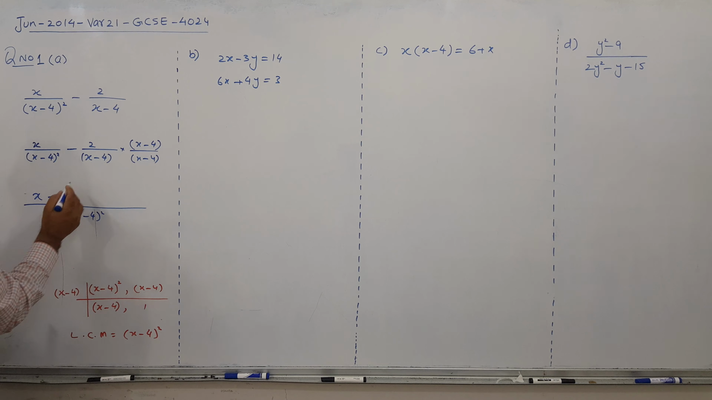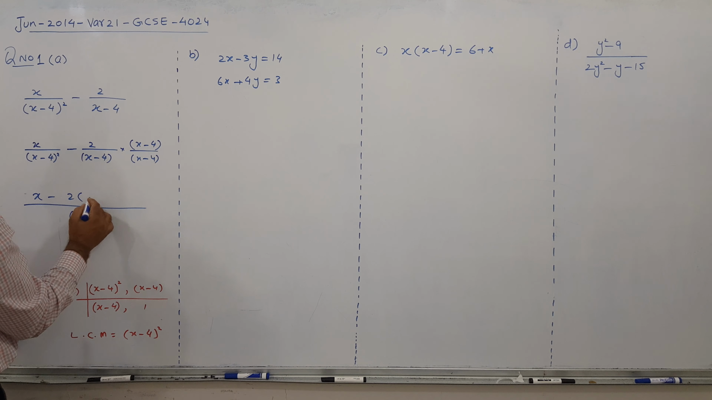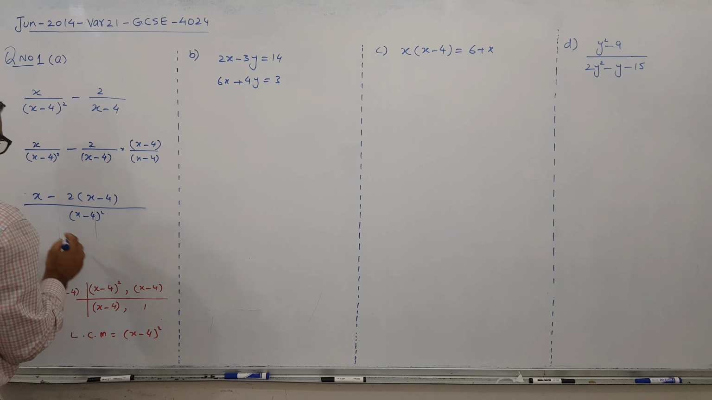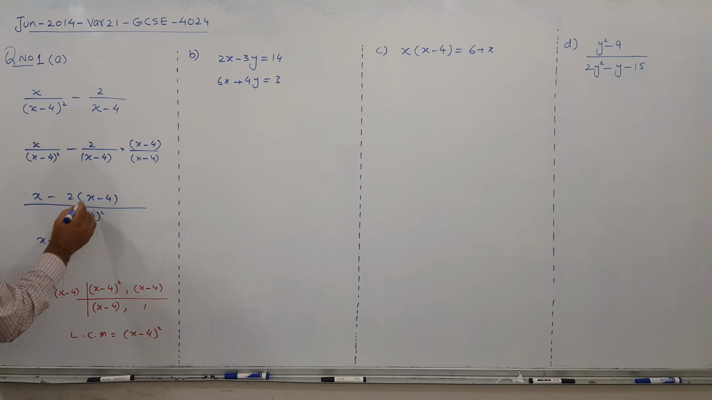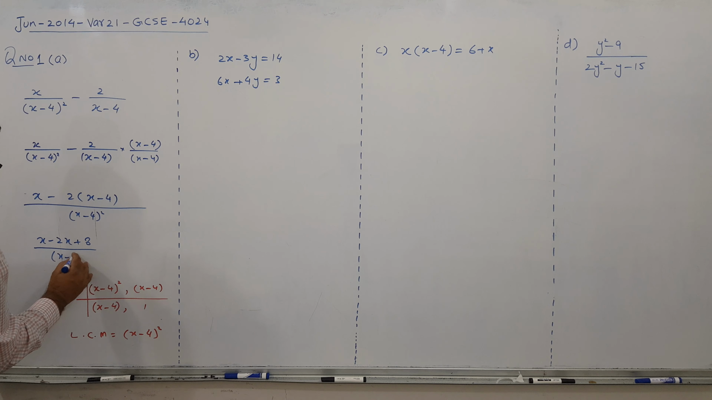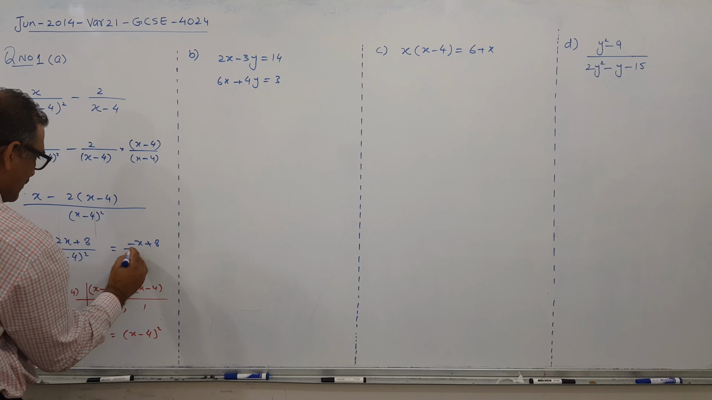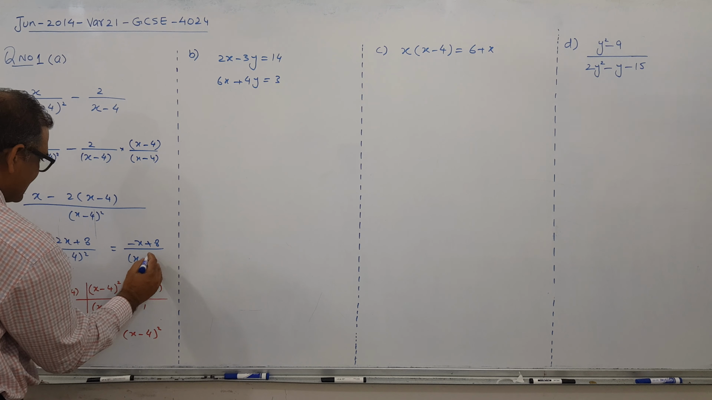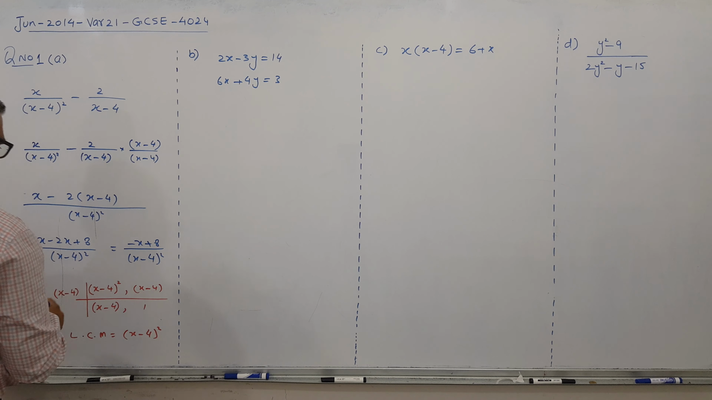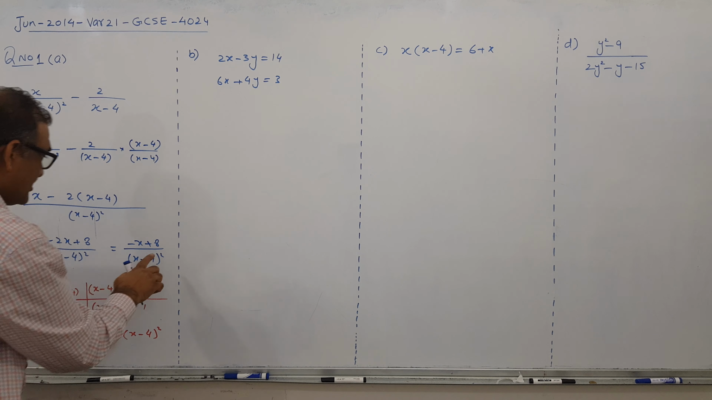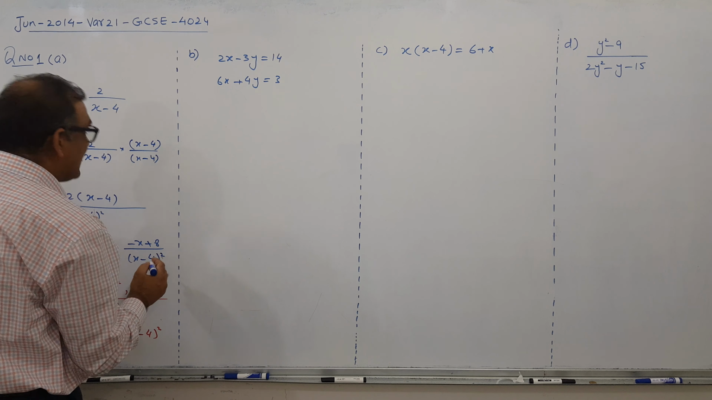This x stays as it is, and this 2 is going to multiply inside. So x as it is, and 2 times 2x, and minus 2 times 4, which is 8, over x minus 4 whole square. And the final answer, if you solve it, is minus x plus 8 over x minus 4 whole square. So that's it, the question is finished. Let's go for the next one.